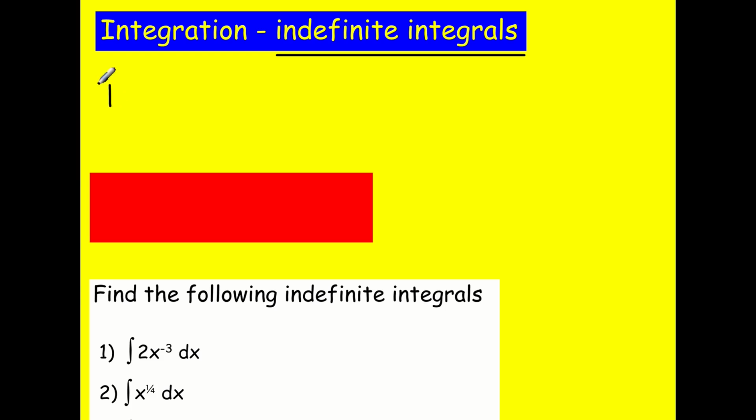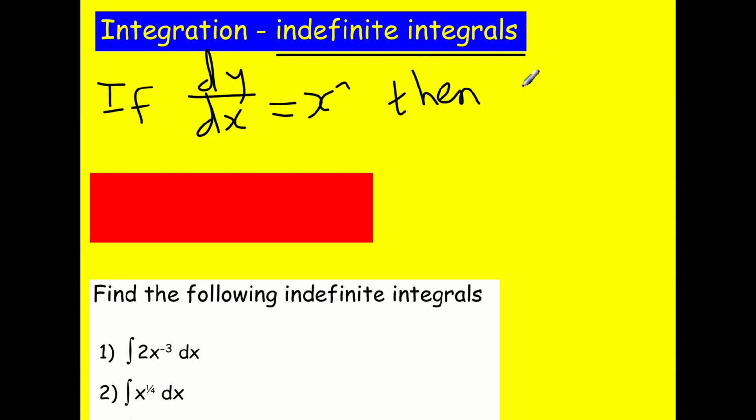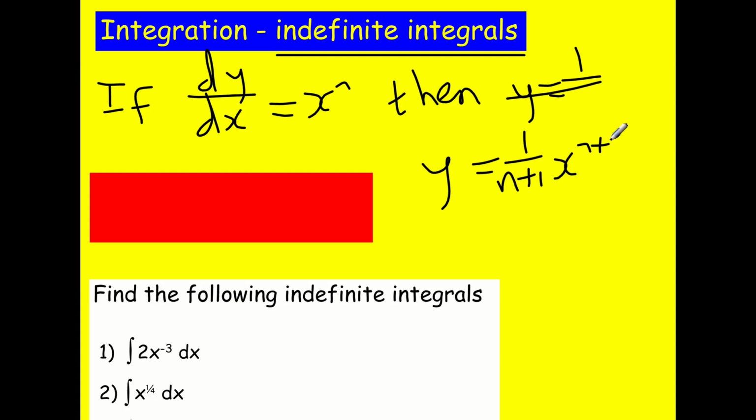We know if dy by dx equals x to the n, then y equals 1 over n plus 1 x to the n plus 1. That's something we need to know. However, it's not actually quite right.